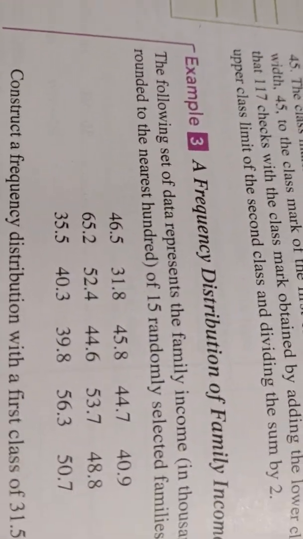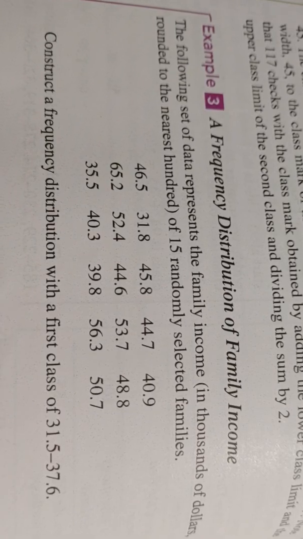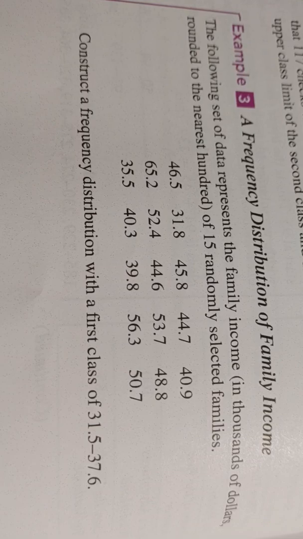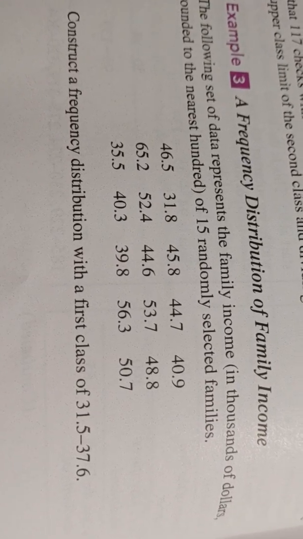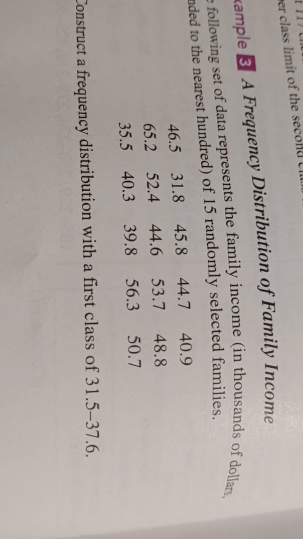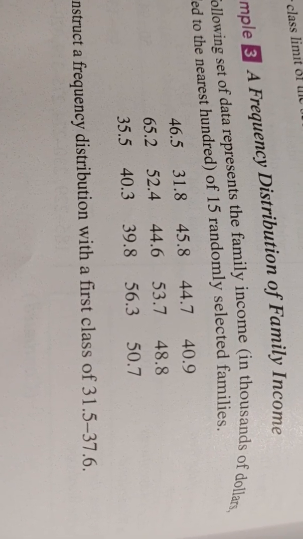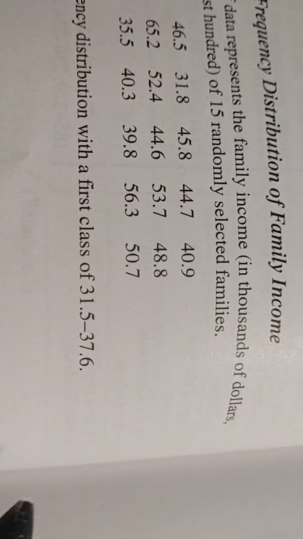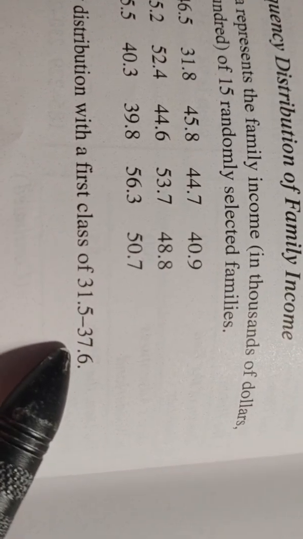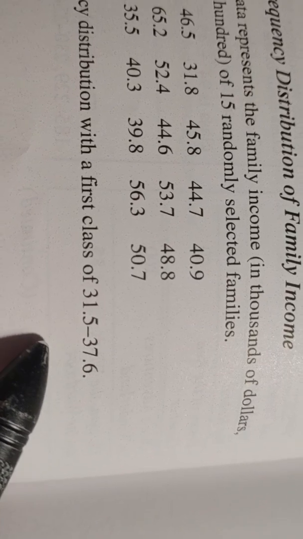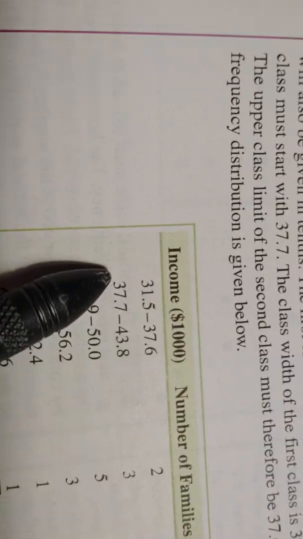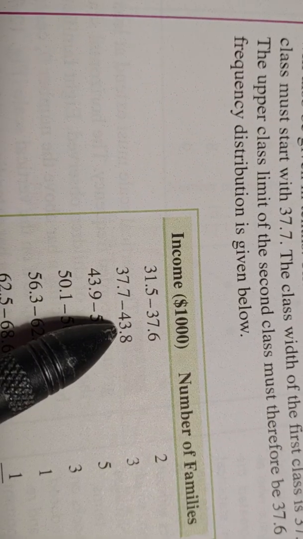So if we go to example 3, it says the following set of data represents the family income in thousands of dollars rounded to the nearest 100 of 15 randomly selected families. Construct a frequency distribution with the first class 31.5 to 37.6. So we'd have to start our next class at 37.7. And because we added 6.1 here, we got to add 6.1 to the 37.7, and we get 43.8.